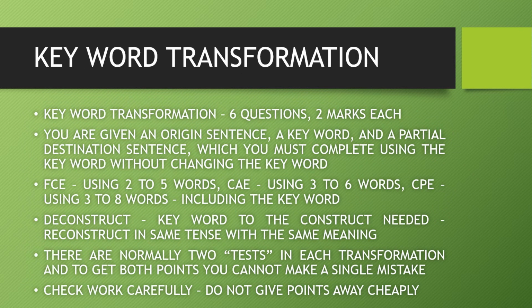The final part here, the key word transformation. 6 questions this time, 2 marks each. You're given an origin sentence, a key word, and a partially completed destination sentence, which you must complete using the keyword without changing the keyword and the number of words specified. In first certificate, between 2 and 5 words. In advanced, between 3 and 6, and proficiency using 3 to 8, including the keyword that you were given.